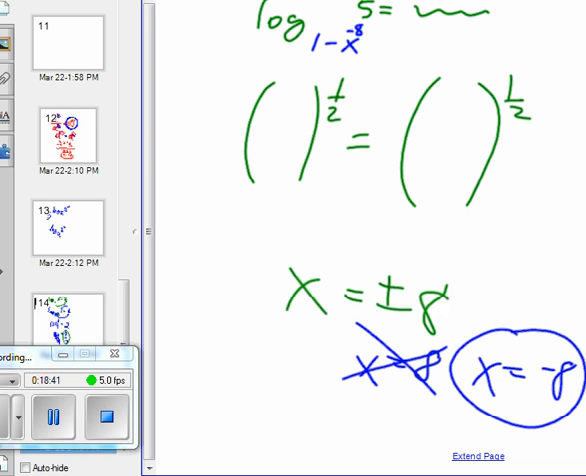What's this one called then? Extraneous. How do I know that one doesn't work? Stick in an 8, and you get 1 minus 8 makes negative 7. Can you have a base of negative 7? No, you can't. That's why you cross it off and write EXT for extraneous. Okay, so that's one of the biggest things that comes up in logs.